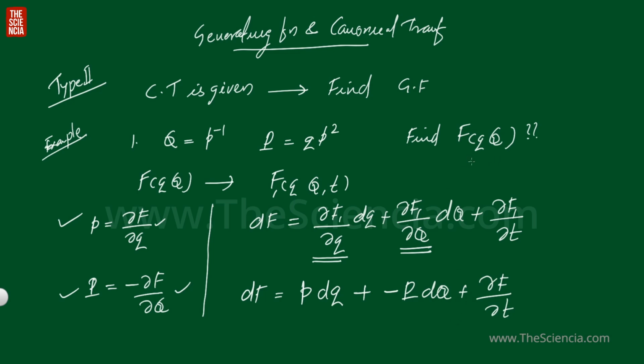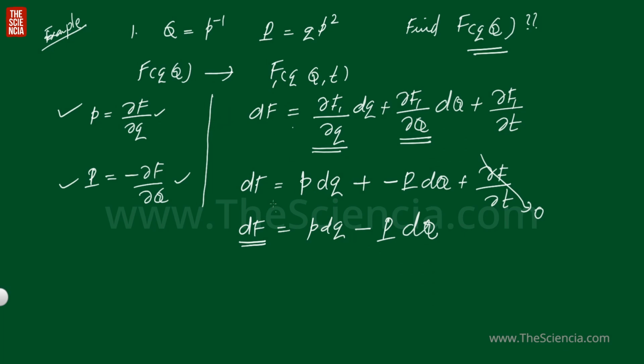Here in the given generating function, the t coordinate is not given, so this will definitely be equal to 0. So we got df is equal to small p dq minus capital P dq. Here in the question, what are they asking us to find out? Find the generating function. So here we got the generating function in its differential form. By integrating this equation, we can find the f value. Now we have to substitute these given conditions in the equation of df before integrating.